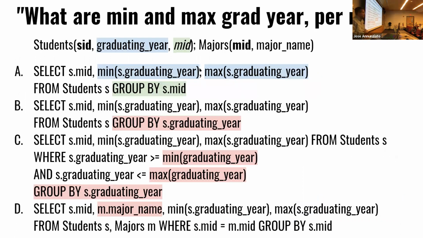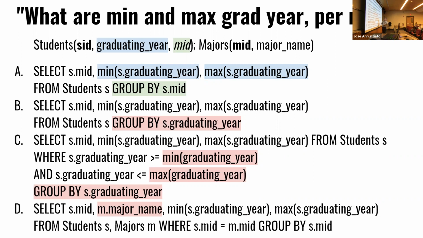So let's take a look at some of the options. So yeah, we are going to try and group by the major, right? So we're looking for that. The first one is grouping by the major, right? This second one is grouping by the year. That makes no sense, right? This would say that if students are graduating in the same year, they would be in the same bucket. So that's not what we want, right?